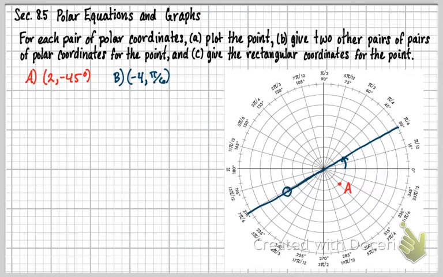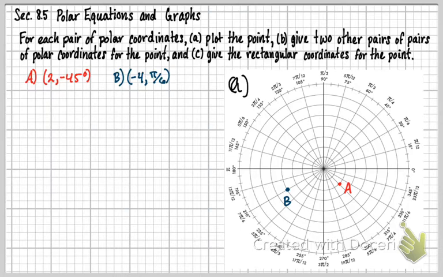I just want to make it clear that I'm going in this direction, 4, and the reason why is because this says negative 4 for my radius. Otherwise, if it was positive 4, I would be going this way. So I'm going to go the other way, negative 4. So that puts me here. And that's B. Okay, so those are my 2 points. I graphed them now. That's part A.